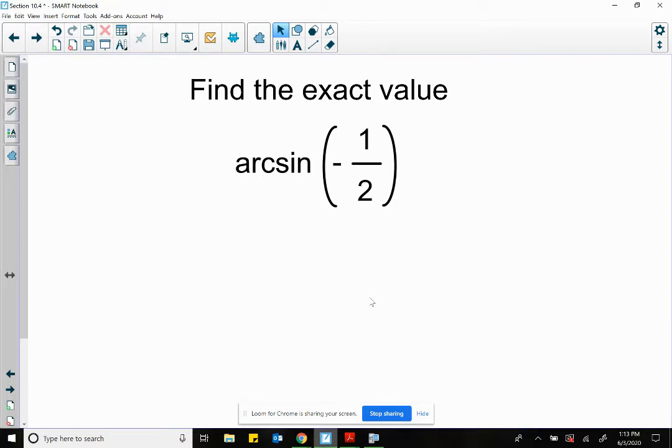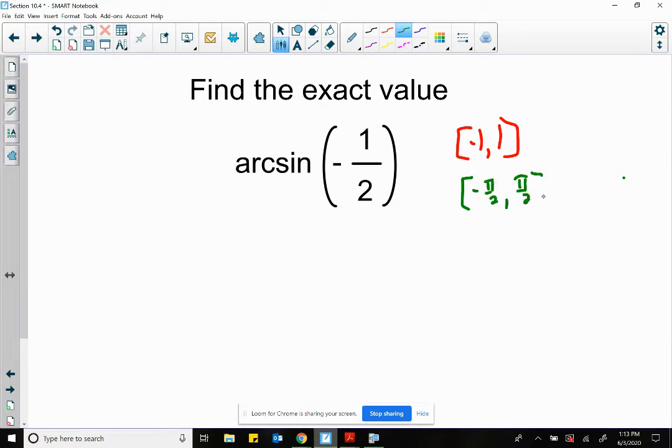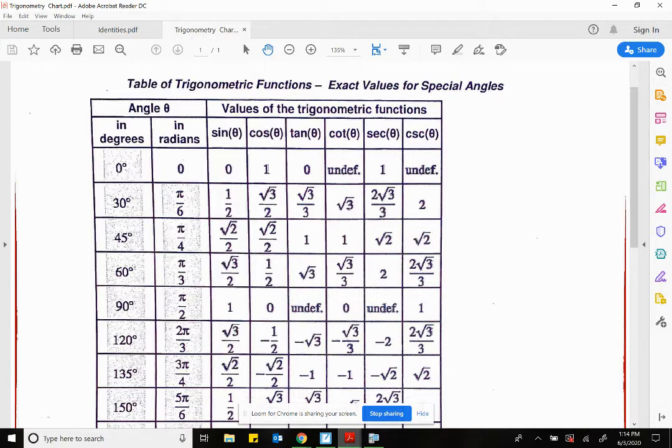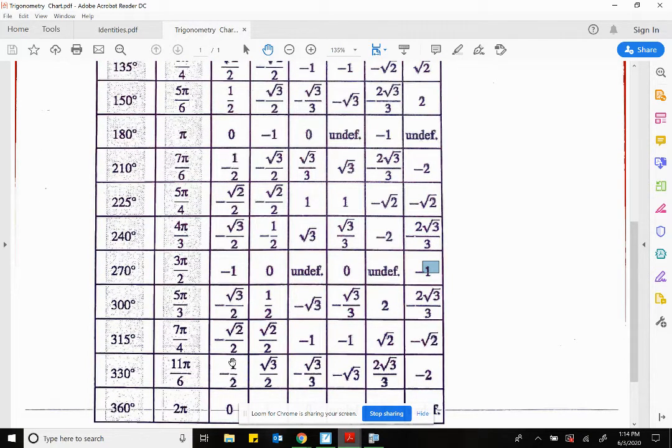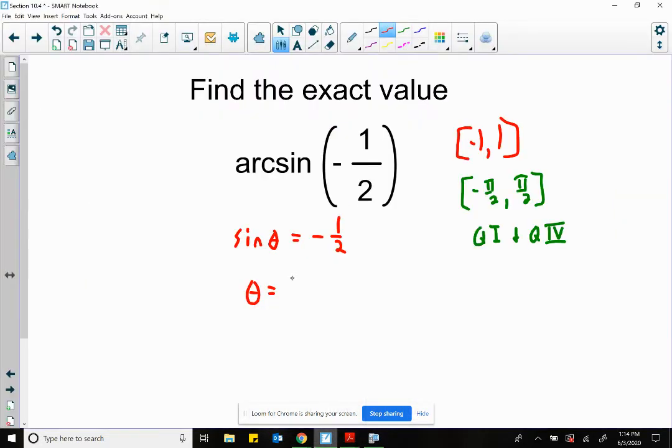Okay. So again, we're dealing with sine, and the domain of sine is from -1 to 1. So yes, -1/2 is in there. Remember that our answers fall from -π/2 to π/2, which is quadrant 1 and quadrant 4. So again, what you're looking for is what is angle theta when sine equals -1/2. So we go to our list. When is sine -1/2? Not there, so we keep scrolling down. Here's a sine at -1/2, so that's 210 degrees. Here's another at 330 degrees.